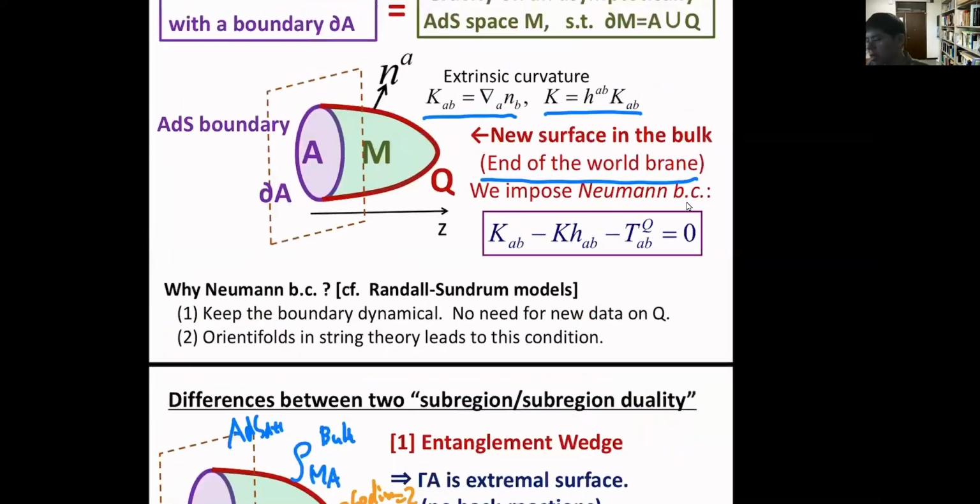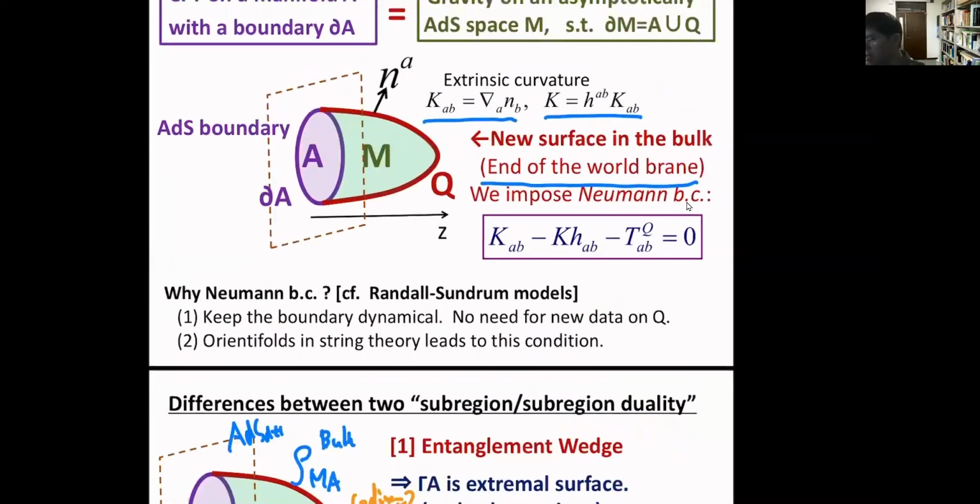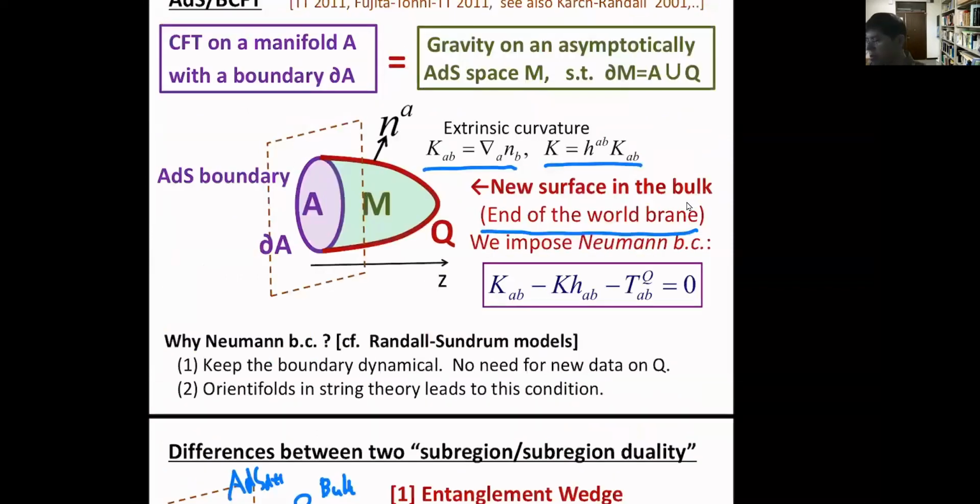Actually, that's right. I will give a more specific example later, but this K is highly related to symmetry. For example, if we talk about K_{AB} being 0, then this should be supported by symmetry, and in that sense Q should automatically be AdS2 inside AdS3, for example. Okay, thank you. Yeah, it's related to symmetry.